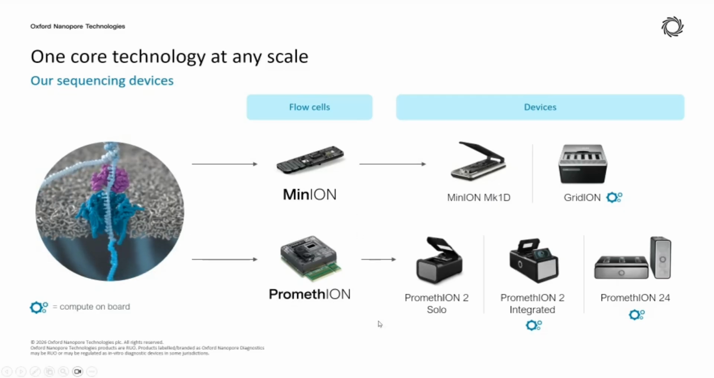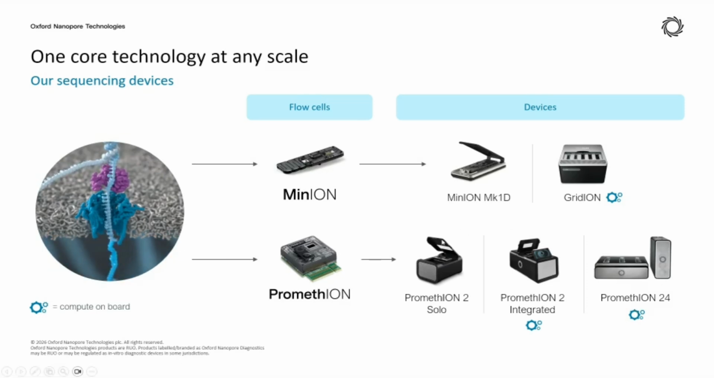And then for the PromethION flow cell, at the moment, I think we can focus on two: the P2 Integrated and the P24. Both these machines come with compute. That means the process of base calling, converting the electrical signals into bases, needs GPU power. So that's why these two machines come with a GPU, and the base calling can be done swiftly.